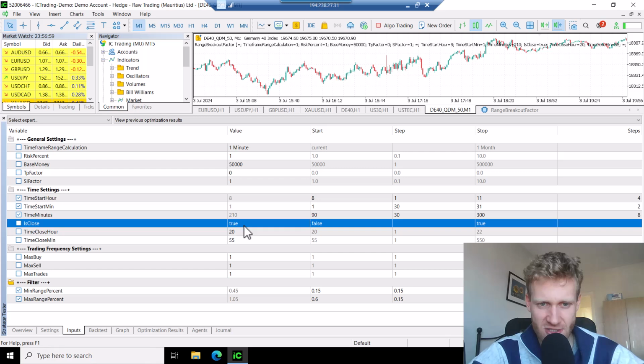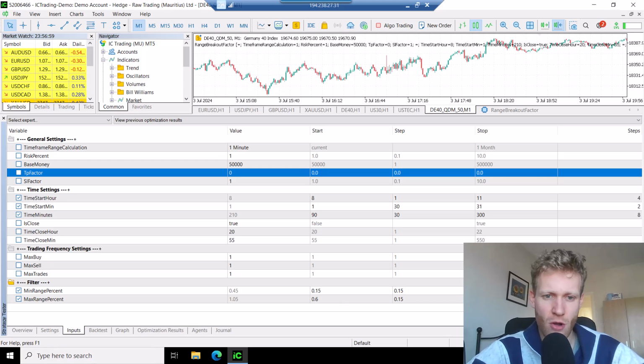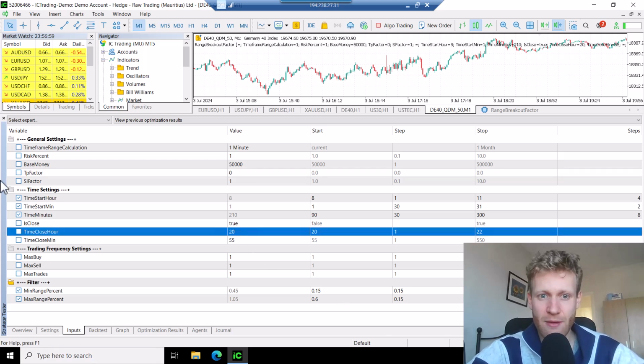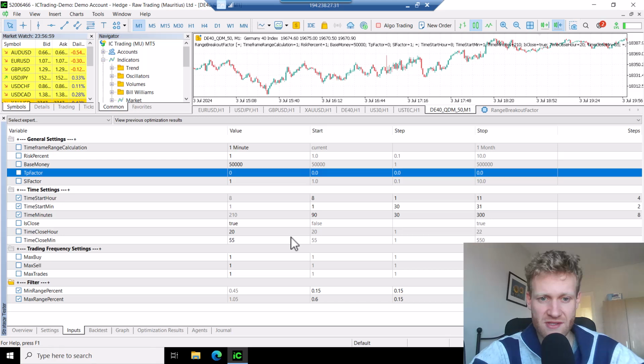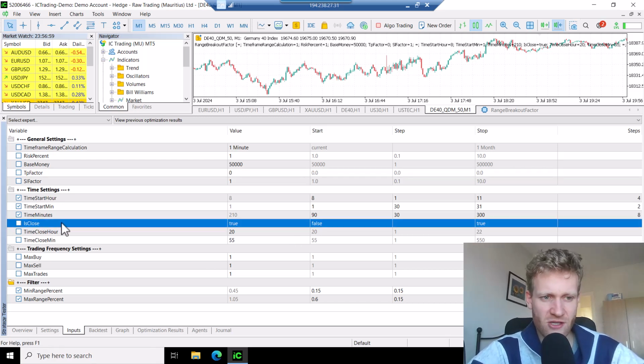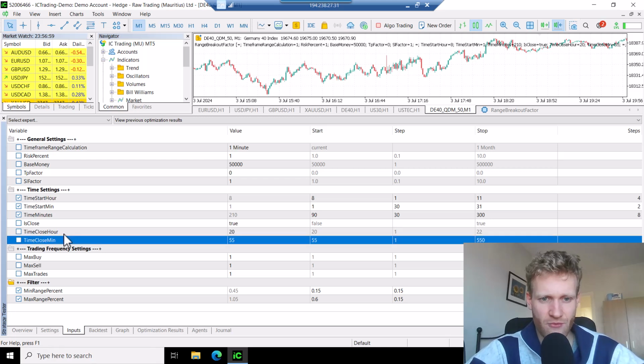This is something I did not optimize because it does not make sense to optimize it if I do not use a TP. So I have to close the trades based on time, because if I don't have a TP, I would never close them otherwise. So this is, of course, why I did not optimize this. Then we have the time for the closing hour.